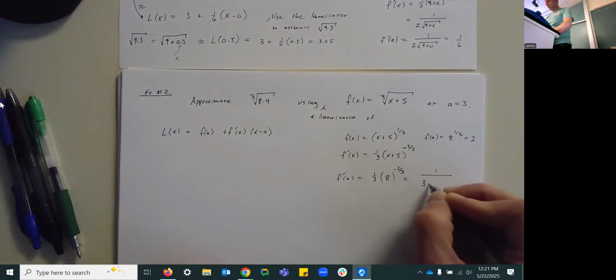There's my slope. There's my point. So here's my linearization. L of x equals f of a, which was 2, plus f prime of a, which is 1/12, times x minus a, which is x minus 3.